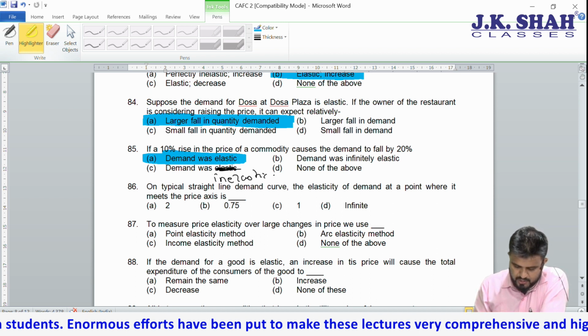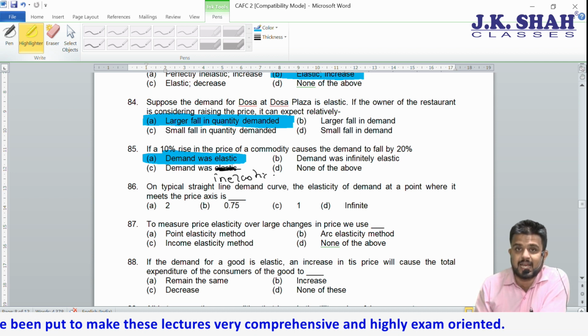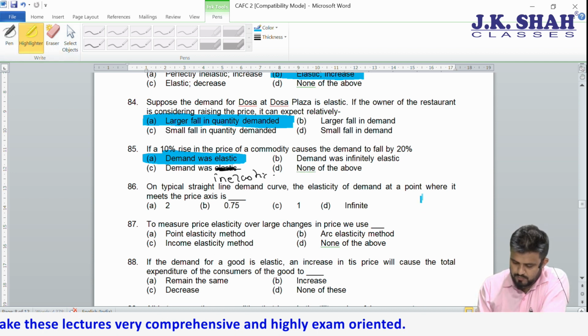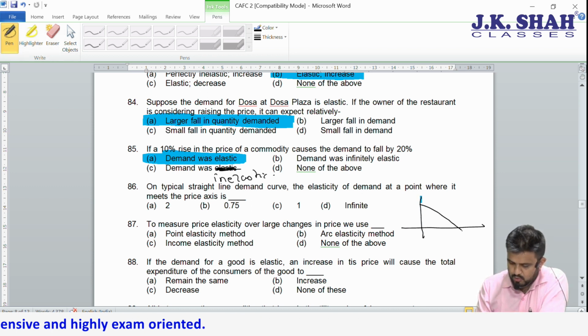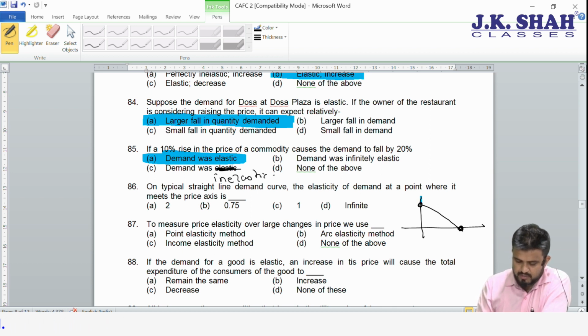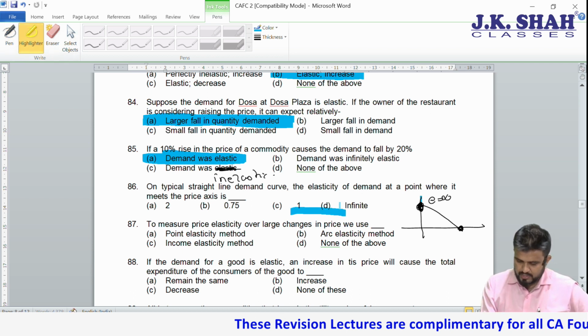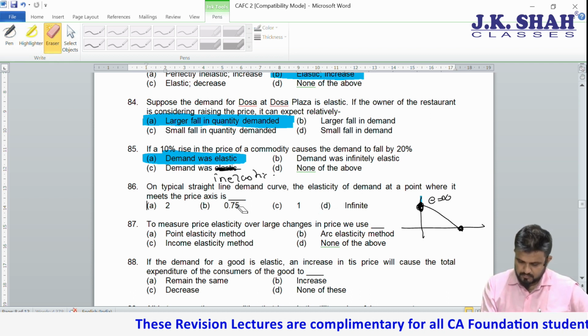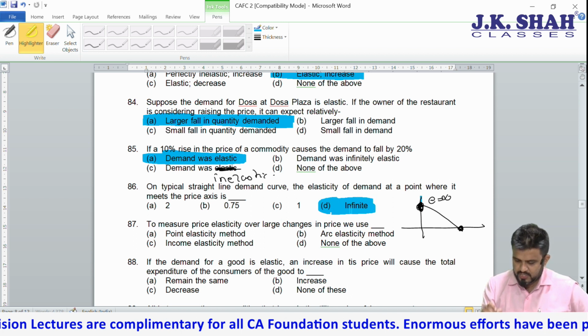Next, on a typical straight line demand curve, the elasticity of demand at a point where it meets the price axis. So just to give you a recall, if you remember, we had done this. I told they will ask downward sloping straight line linear demand curve touching price axis. This was nothing but showing E is infinite. So correct answer is infinity, infinite change.